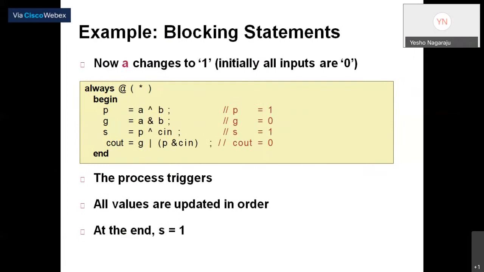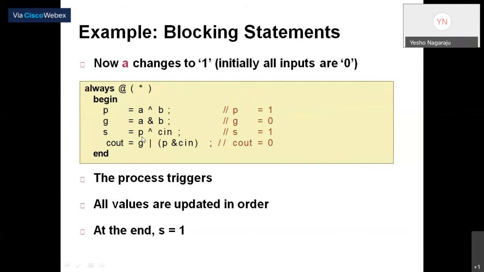Now, let us see some more examples to understand this further. Initially, let us assume all the values of variables are zero, or all the signals are reset to zero. And now A changes to one. Because this always block is sensitive to all the signals, all the statements would be executed since A has changed its value. What is the value of P? P is 1 ANDed with 0, that is 0. What is G? 1 ANDed with 0, that is 0.